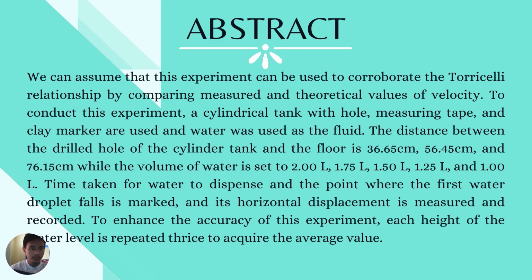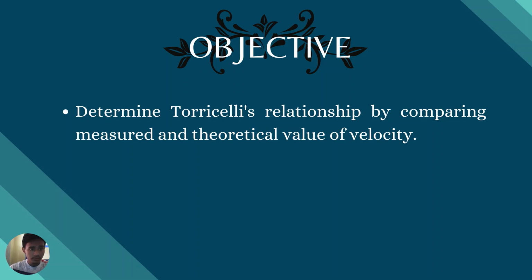The time taken for the water to dispense and the point where the first water droplet falls is marked using a clay marker, and the horizontal displacement is measured and recorded. To get an accurate result in this experiment, we have to repeat it at least 3 times to acquire the average value. As for the objective, the aim of the experiment is to determine the Torricelli relationship by comparing the measured and theoretical values of velocity.